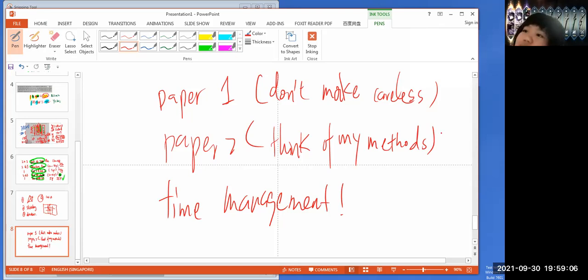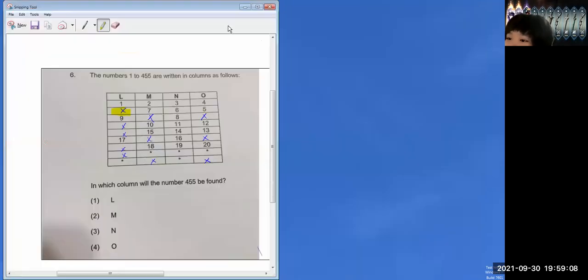Okay, so let me give you an example. Let's say you face this question. This is an MCQ question. Can you see it's an MCQ question? And an MCQ question is only 1 mark, right?